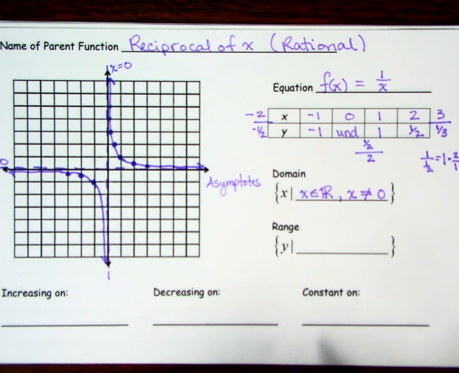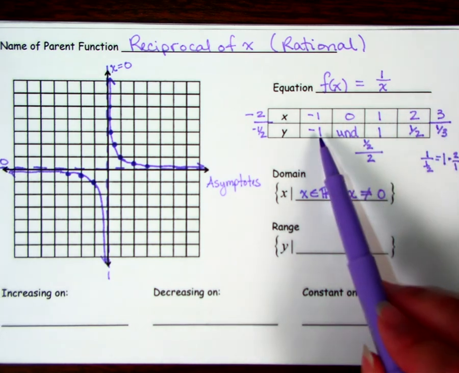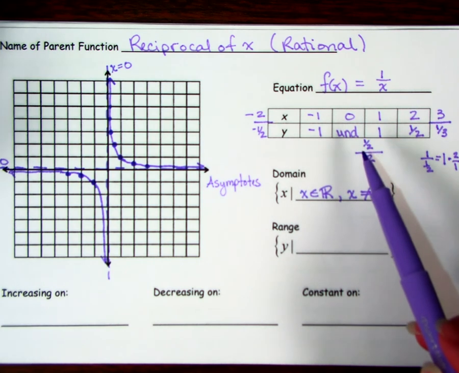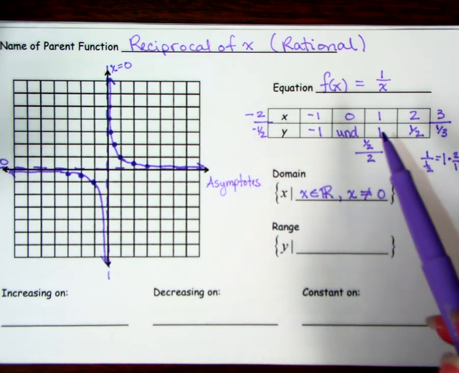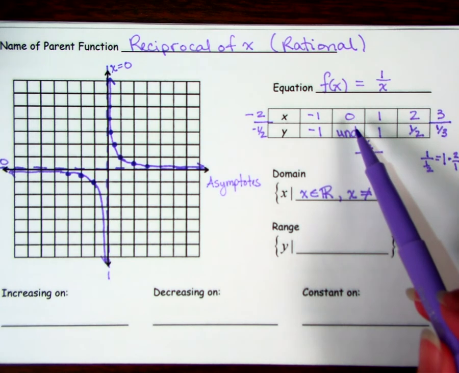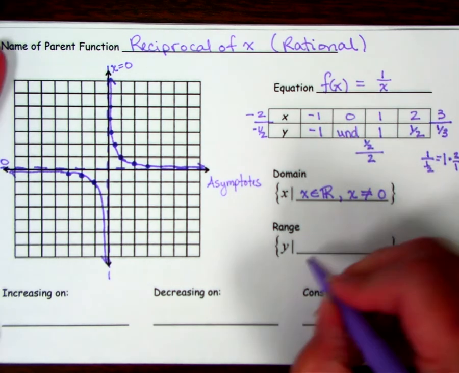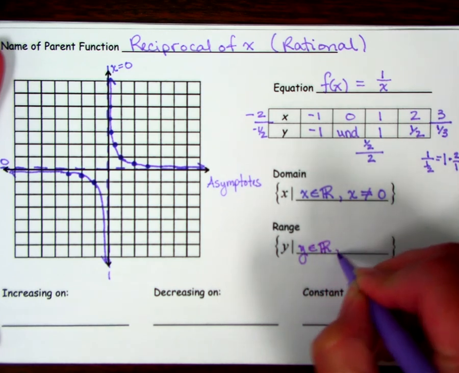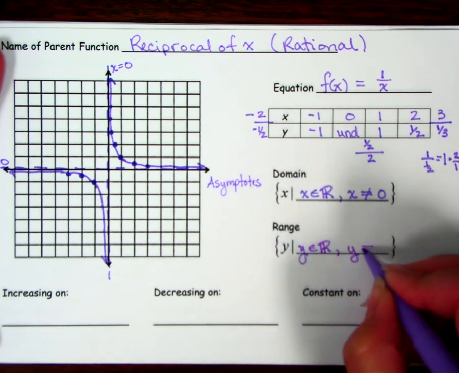Now similarly for the y's, the y values that we get are the reciprocal of whatever the x value is. So we can take the reciprocal of any real number we want except for 0. So the reciprocal of 0 would mean you'd have to divide by 0. So I'd say that the y's also can be any real number except 0.